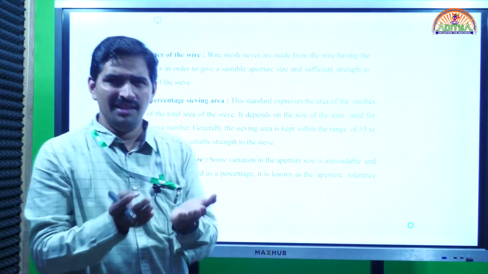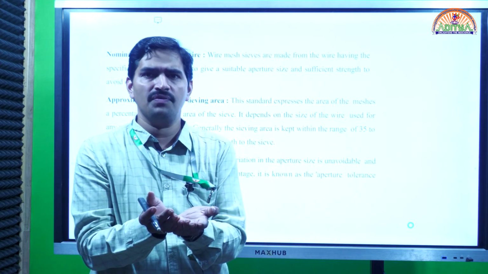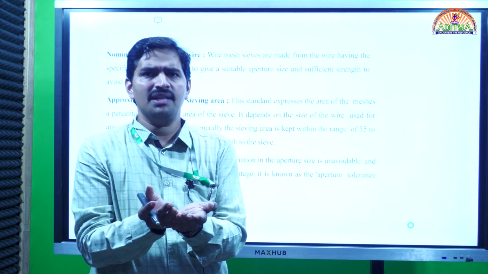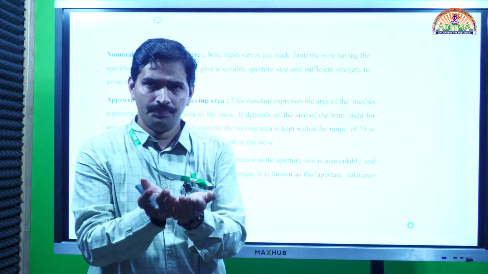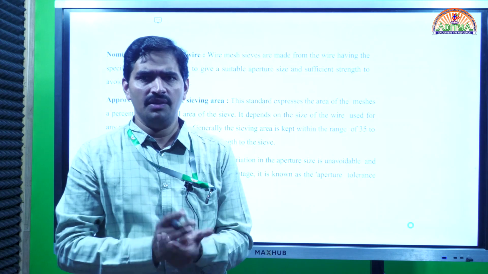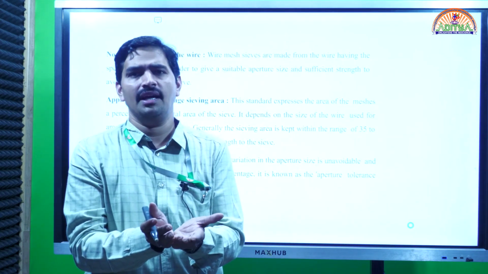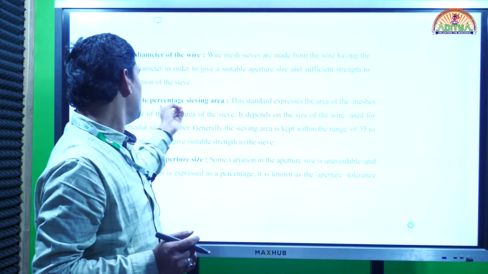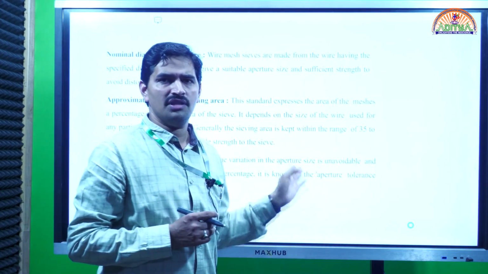Coming to the next one, approximate percentage sieving area. If you consider the total surface area of the sieve, the total surface area is not used for sieving purpose. Only some permitted area is utilized for the sieving. So the area which is useful for the sieving process, divided by total area into 100, gives you the approximate percentage sieving area. In such a way we can discuss the specifications of sieve.